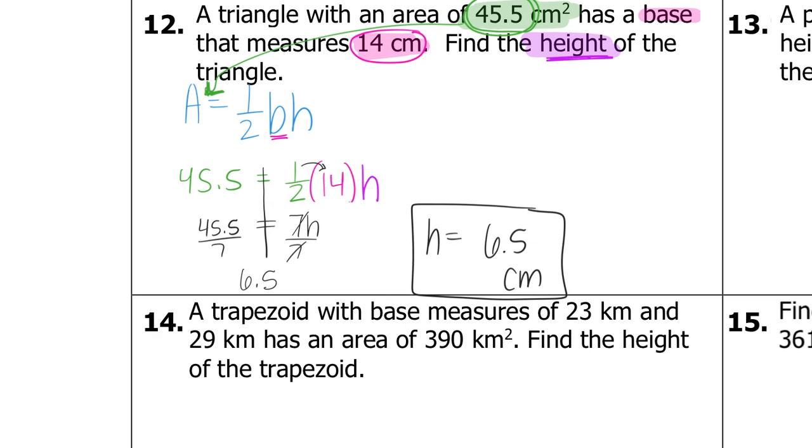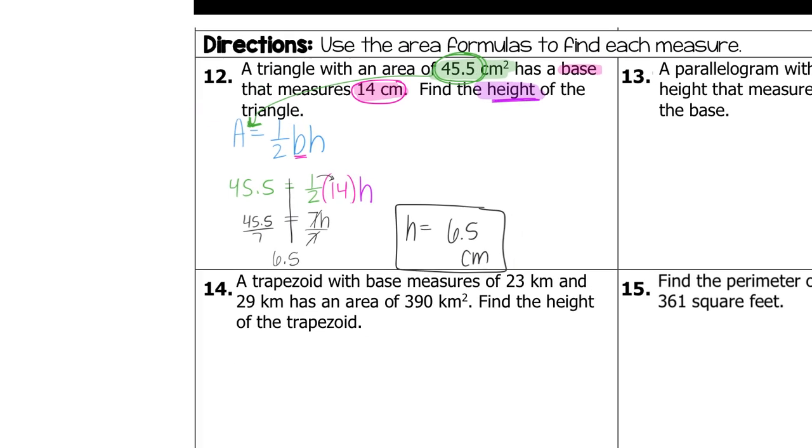So that's kind of how I would approach these types of problems. I would take the formula for the shape, plug in the information that you have, and then just solve the equation for the missing side.